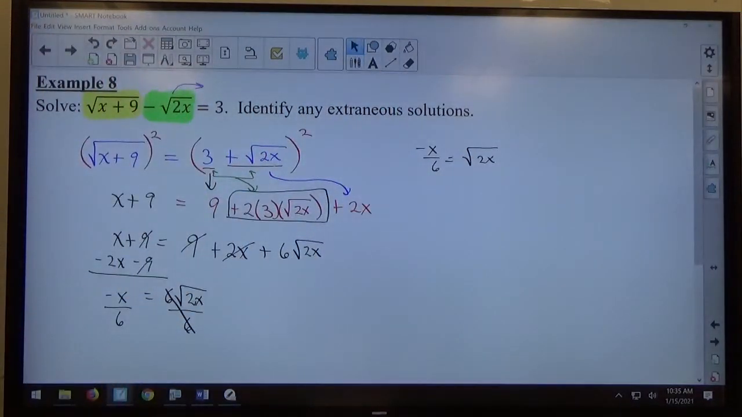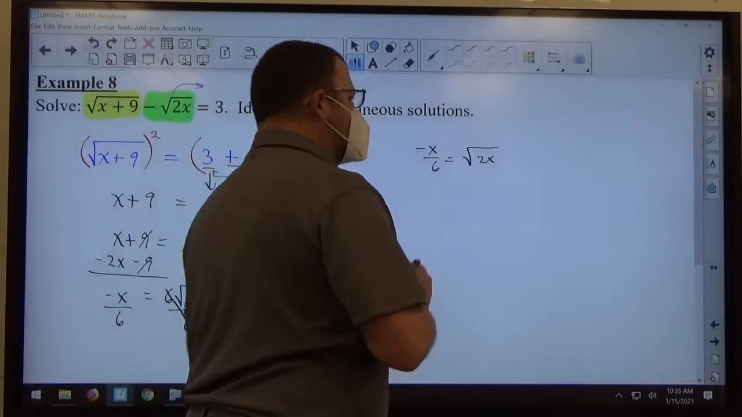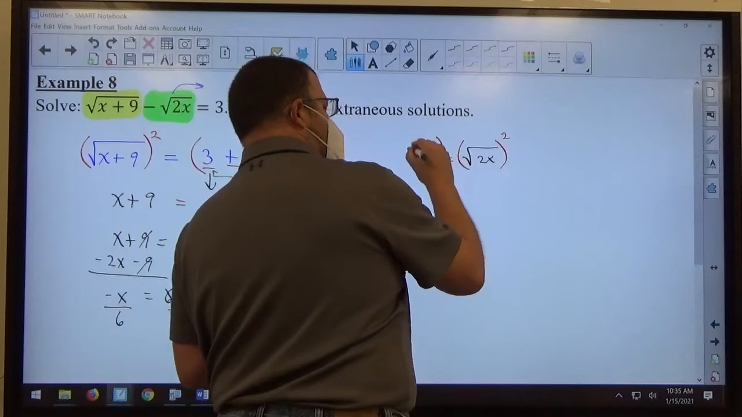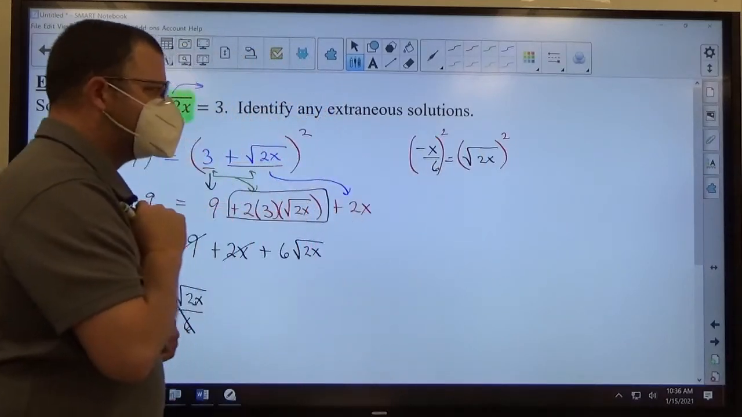Again, every time you want to get rid of a radical, isolate that radical, and then take both sides to the power that gets rid of the radical. So, this is a square root of 2x, so I'm going to square to get rid of it. So I have to square this side as well.